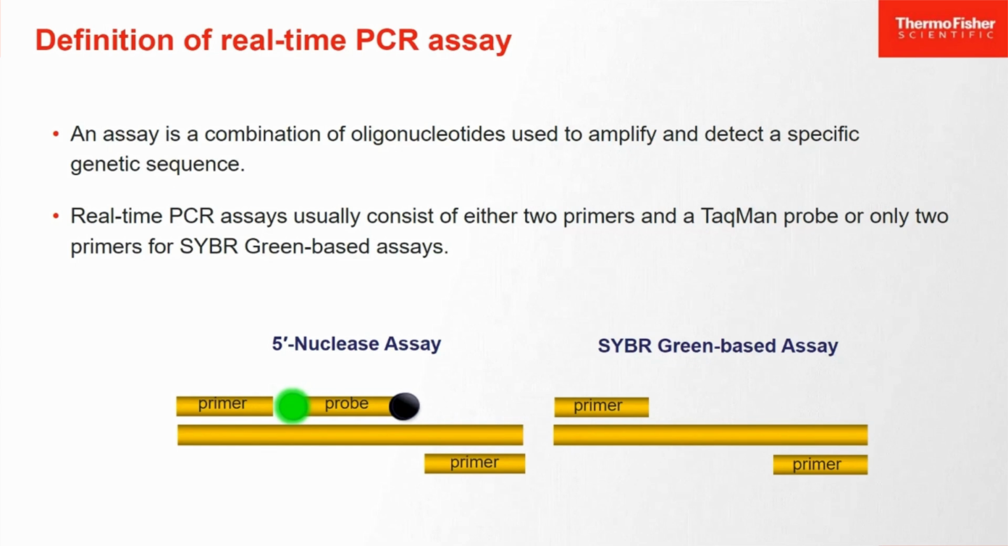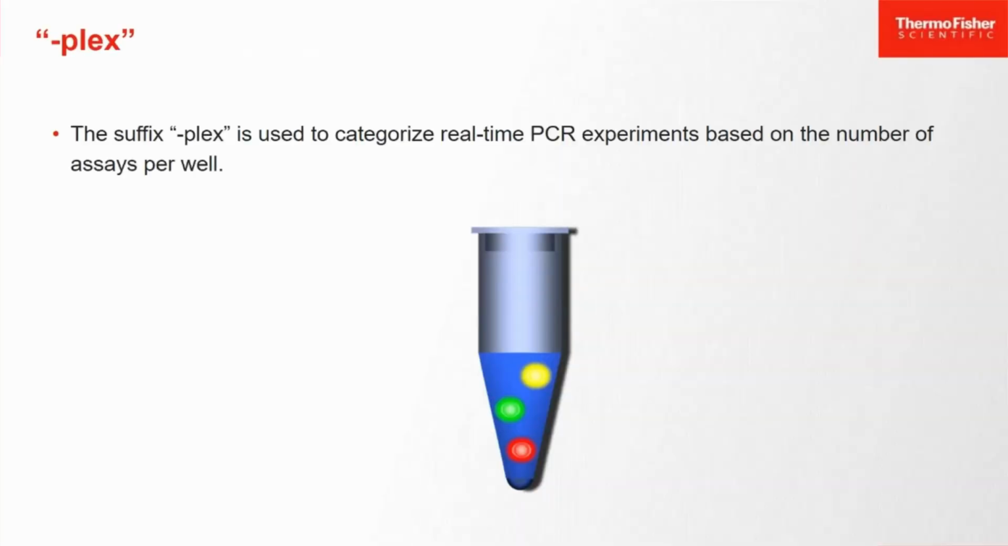Defining an assay. An assay is a combination of oligonucleotides used to amplify and detect a specific genetic sequence. In real-time PCR, assays usually consist of either two primers and a TaqMan probe, or two primers in the case of SYBR Green-based assays. In this presentation, you're going to hear the suffix plex used quite a bit. It's used to categorize real-time PCR experiments based on the number of assays per well.